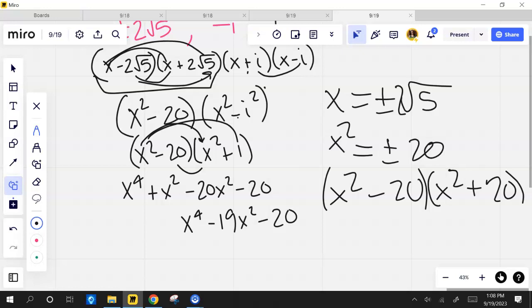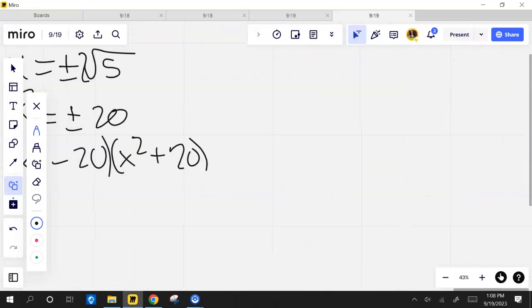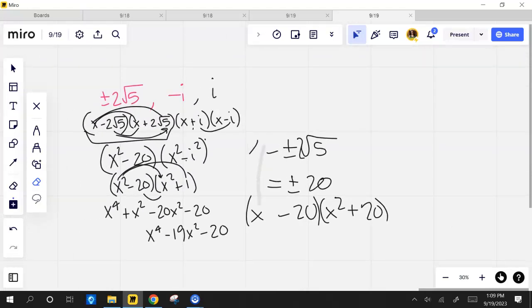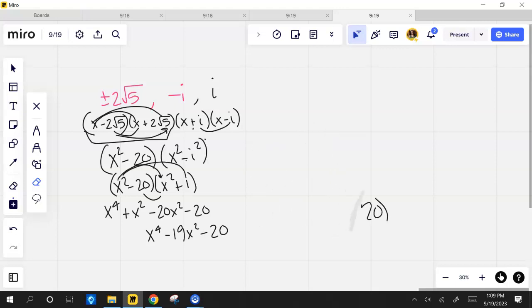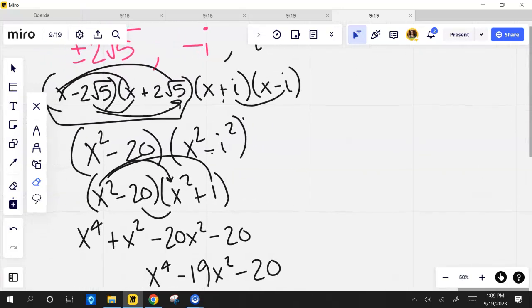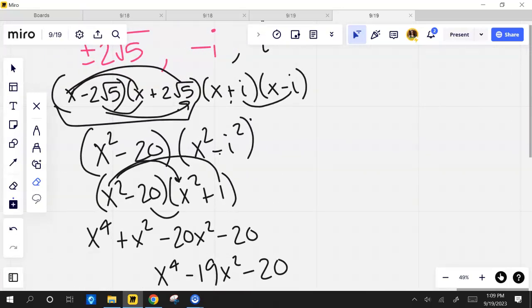That doesn't work. All right, let's do one more, and then I'll set you loose. No, what I wrote is not right. So you've got to multiply it out, right? So it's a quartic, x to the fourth minus 19x squared minus 20. If you went backwards on that and you factored it because it's quadratic form, you would come back to x squared minus 20 times x squared plus 1. All right, let's do one more.